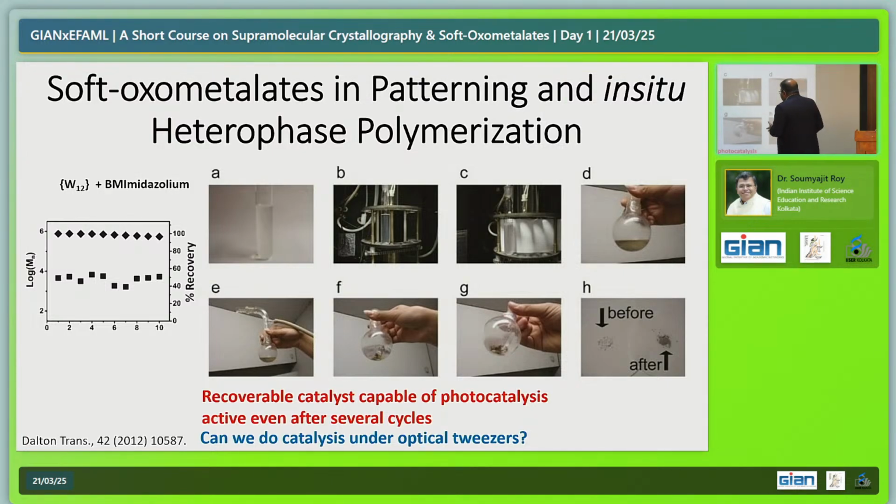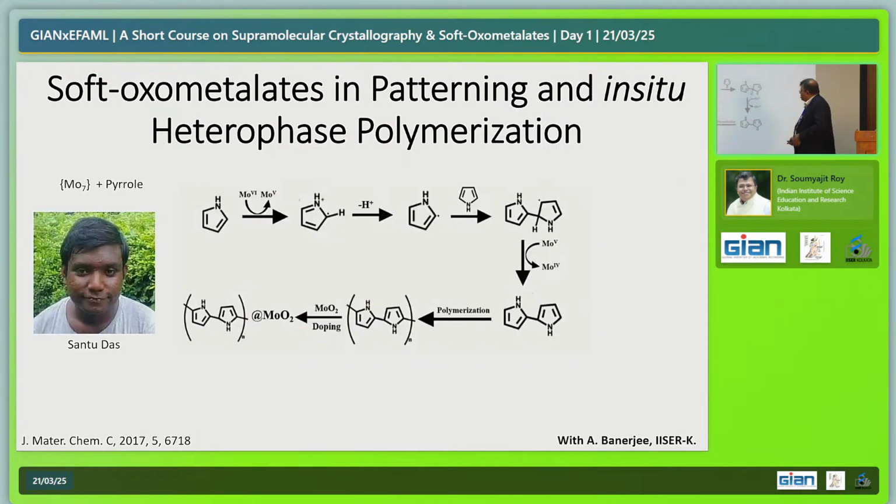And then the question that we asked is, can we do this type of catalysis under optical tweezers? That was the question, because we had done it under normal light, right? So can we do this catalysis under optical tweezers? Then again, Shontu came up with this nice idea that yes, we can try. So what we did is combine MO7 with pyrrole. And then what happened was very, very complicated. We didn't expect it to be that complicated, but it was quite a complex thing.